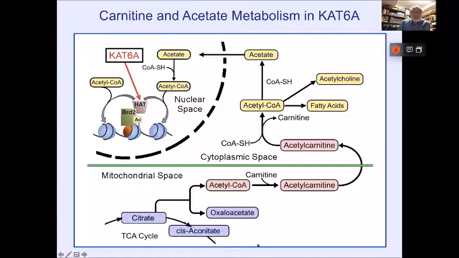And this just shows how acetyl-CoA is made in the mitochondria. It gets out of the mitochondria by binding to carnitine, and that is converted back into acetyl-CoA outside the mitochondria, inside the cytoplasmic space. That is converted to acetate, and that penetrates the nucleus. So it certainly made sense that by giving carnitine, it would increase the ability of acetyl-CoA to get out of the mitochondria and into the nucleus.